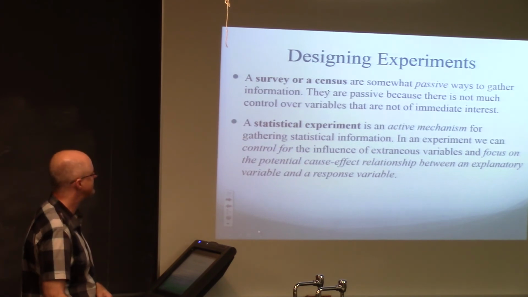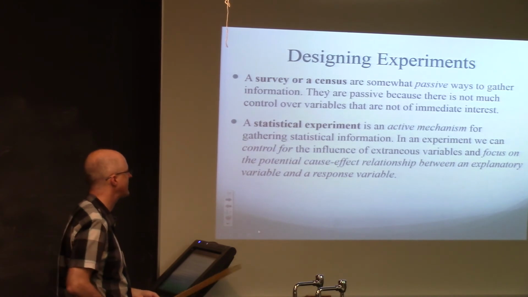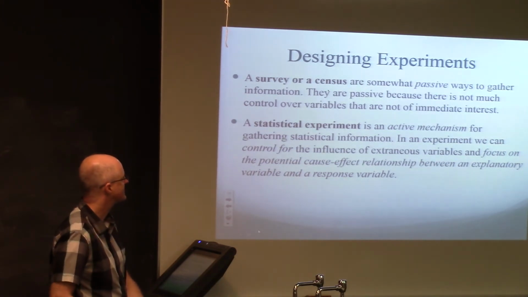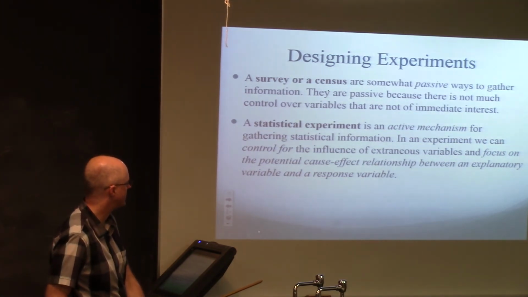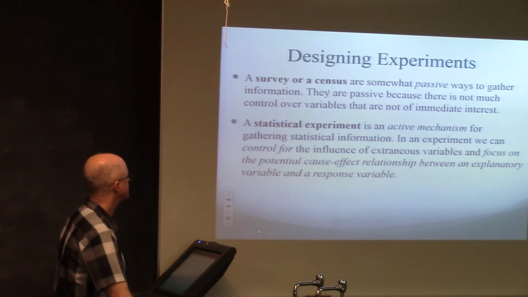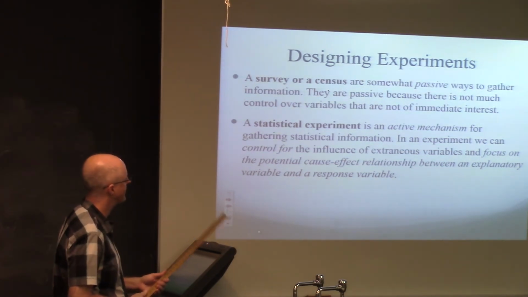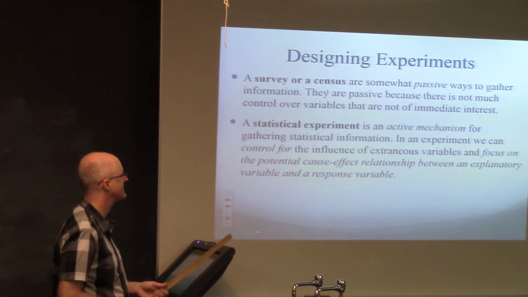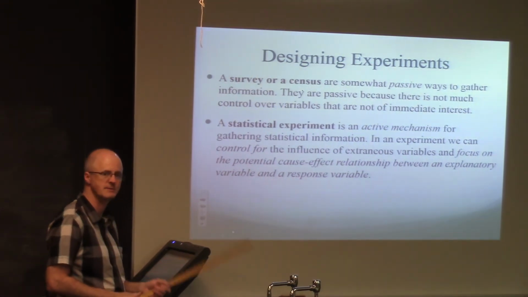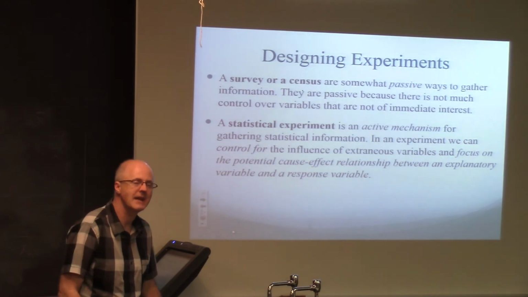Again, surveys, census, that kind of thing, observational studies, those are passive ways to gather information because there's not much control over the variables of immediate interest. Statistical experiments are active mechanisms for gathering information. In an experiment, we can control for the influence of extraneous variables and focus on potential cause-effect relationships between the explanatory and response variables. This is a business stats course, technically speaking.